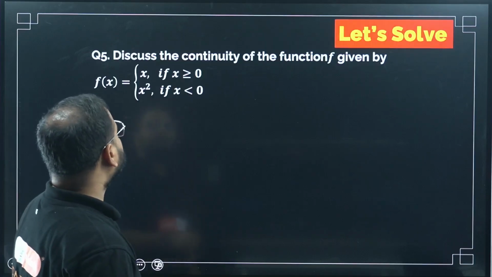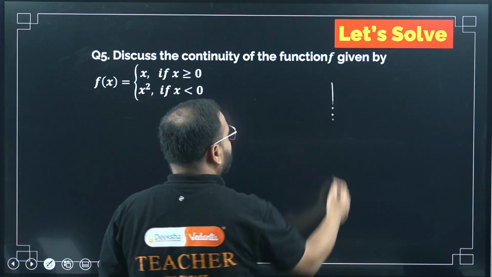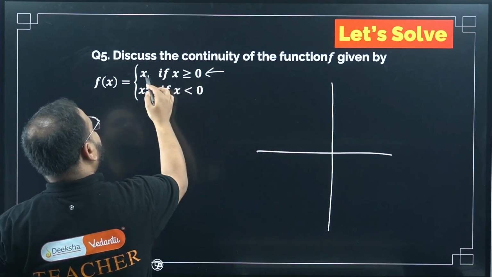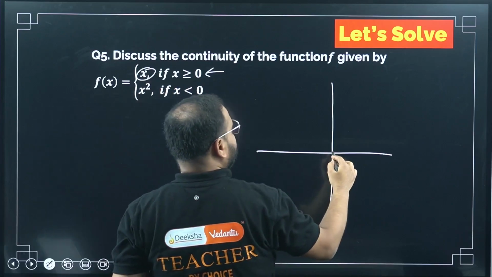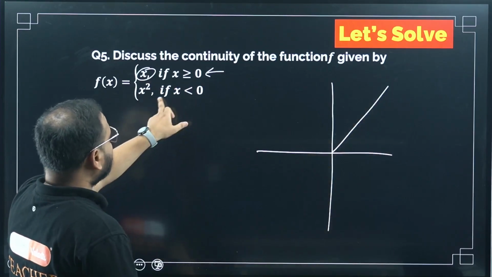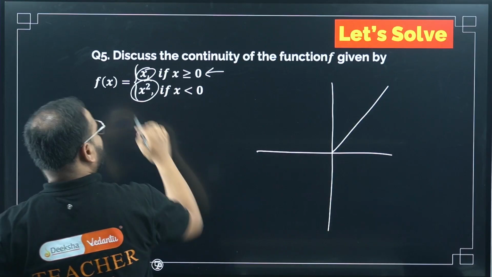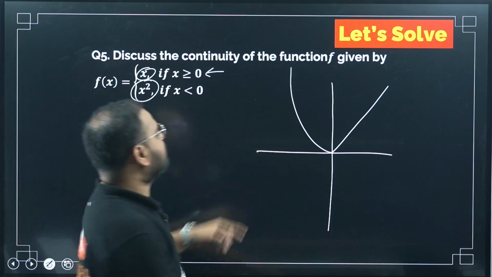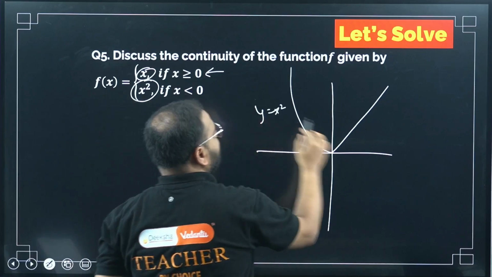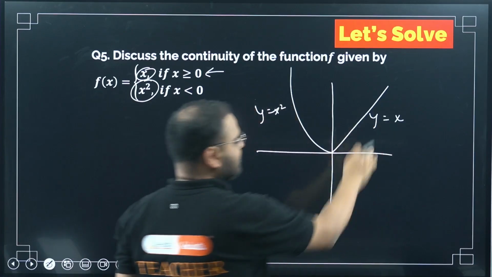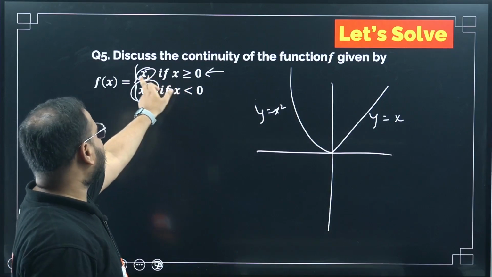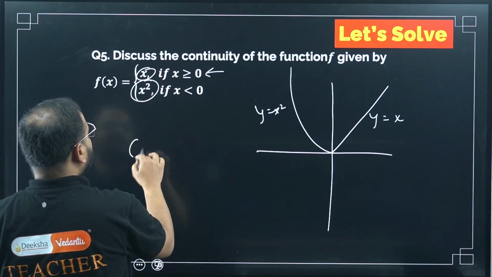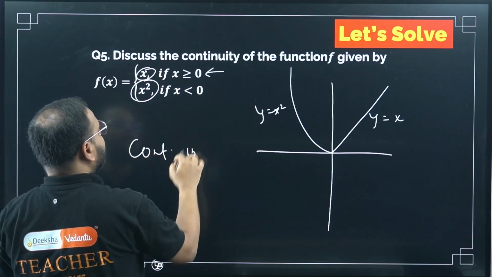This question, again we can solve using the graph approach. After 0, what is the function graph? y equals x, right? So a straight line. Before 0, a curve. What curve? Parabolic curve, right? Please understand this. Before 0, x square, so a parabolic curve, this is my y equals x square. What is this? y equals x. Is there a point of discontinuity? No sir, at x equals 0, check here. x is 0, 0 square is also 0. So there is no point of discontinuity. So continuous everywhere. Continuous in domain.